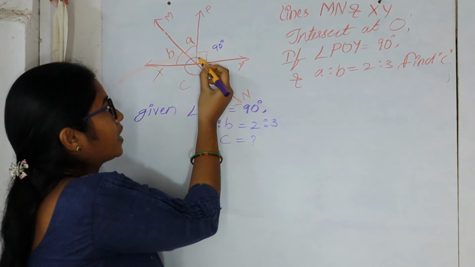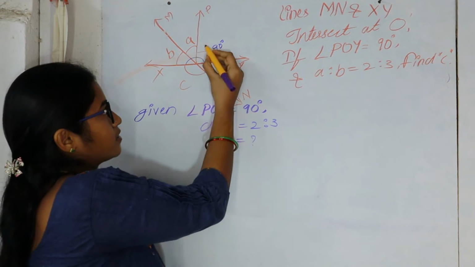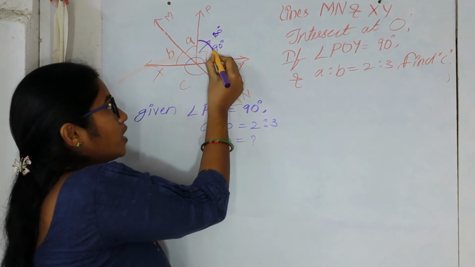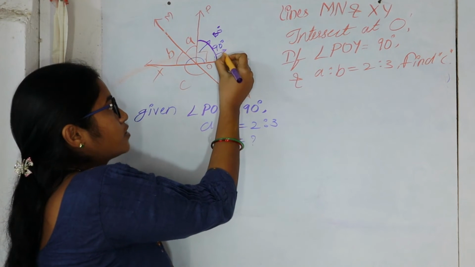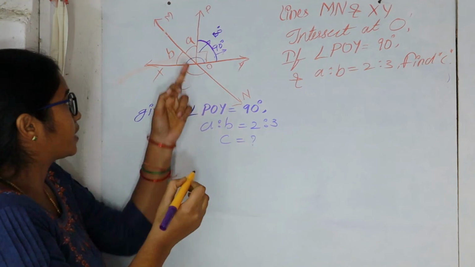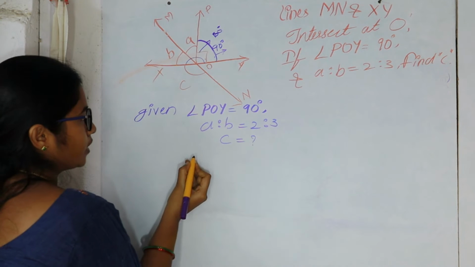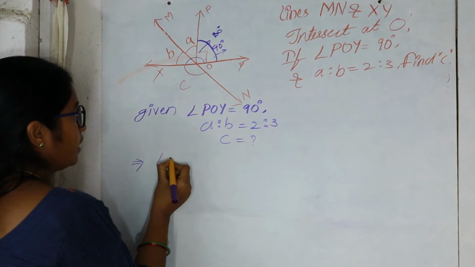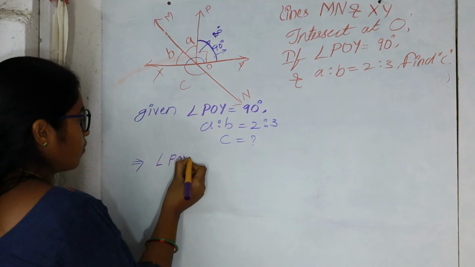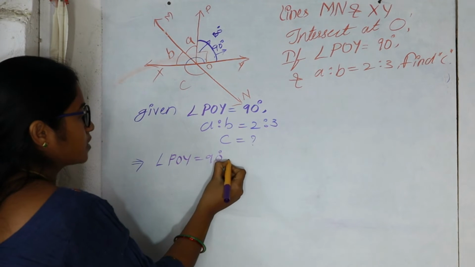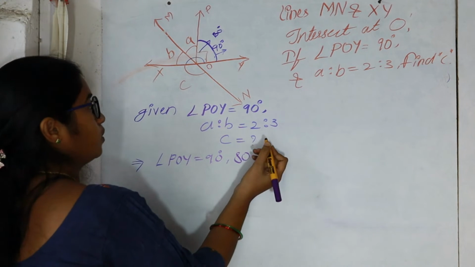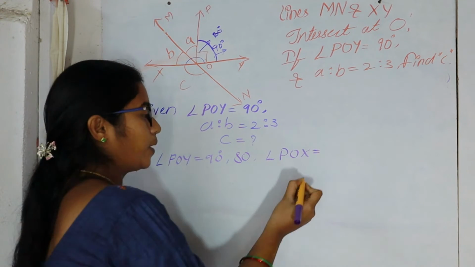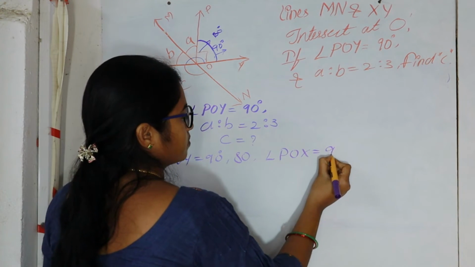In a straight line the total angle is 180 degrees. Already this value is 90 degrees. And the remaining angle, POX value: angle POY equals 90 degrees, so angle POX value also should be 90 degrees.